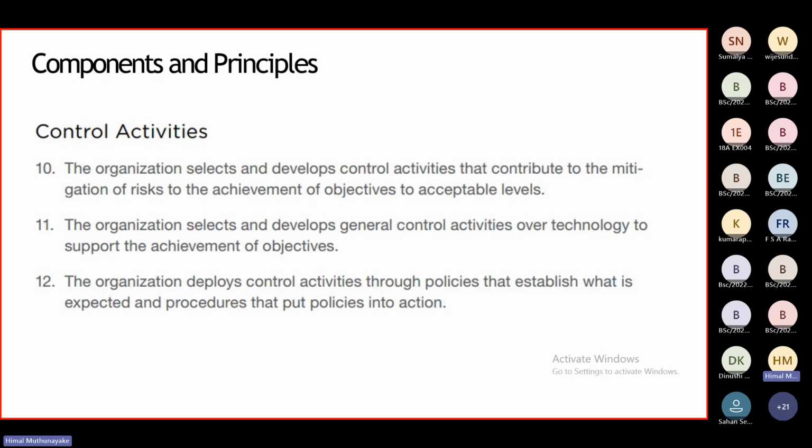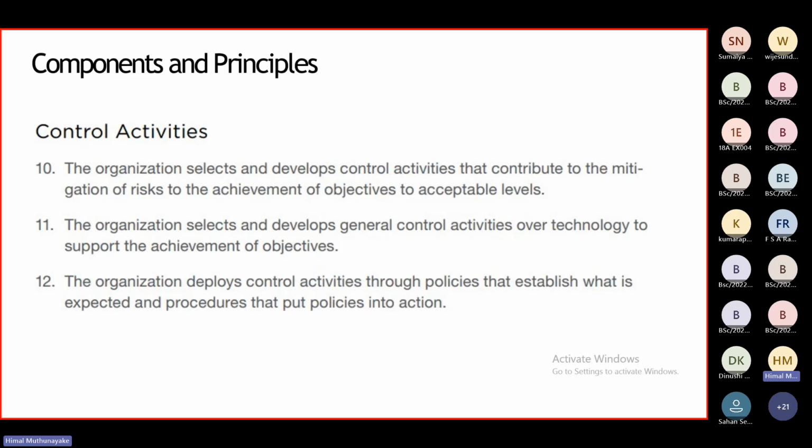The organization selects and develops general control activities over technology to support the achievement of objectives. Next one is the general IT controls. Right? If we are working in a technological world, definitely the companies are involved with IT activities. So therefore, we need to have general IT controls like passwords, cloud protections, two-factor authentication, likewise. Right? You need to design those general IT controls.